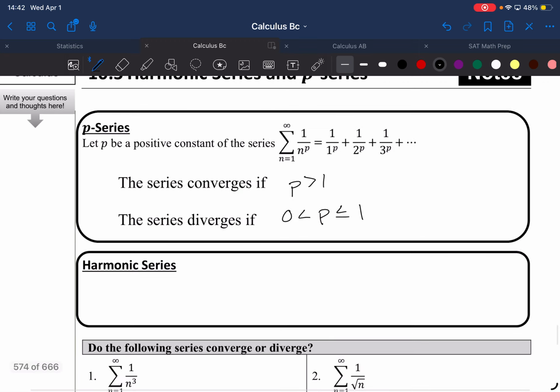A harmonic series is a type of P series. It looks like the following. It's the summation of n equals 1 to infinity of 1 over n. So notice here that the P value for this harmonic series is 1. Okay, so when our P value is 1, you know it's harmonic. This pretty much just means that this is 1 plus 1/2 plus 1/3, etc. Okay, harmonic series always diverges. Okay, it makes sense because the P value is less than or equal to 1.